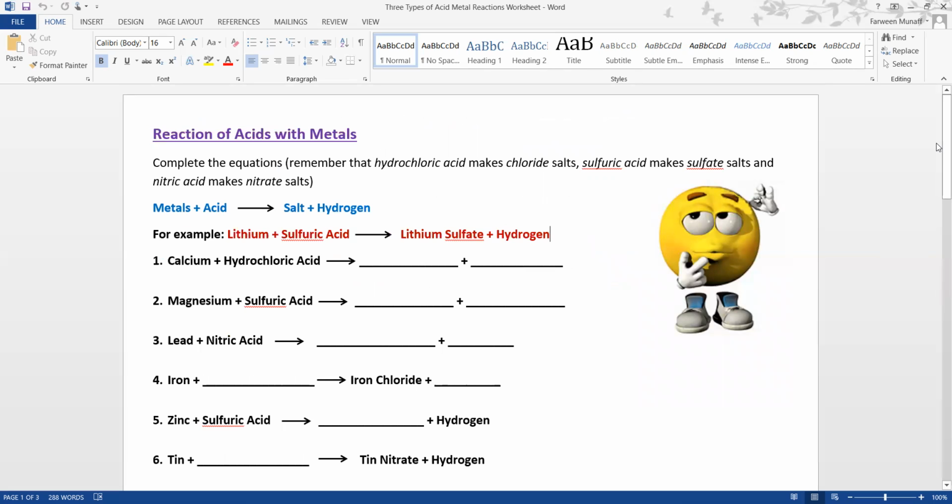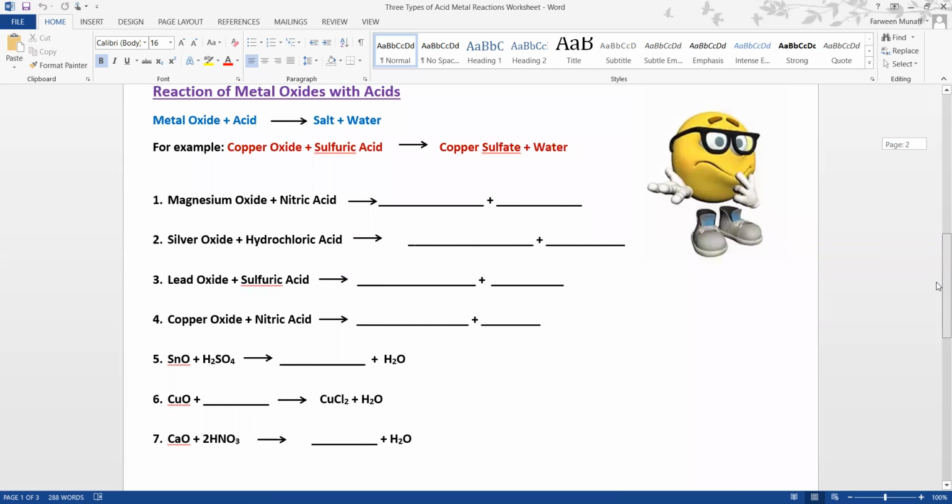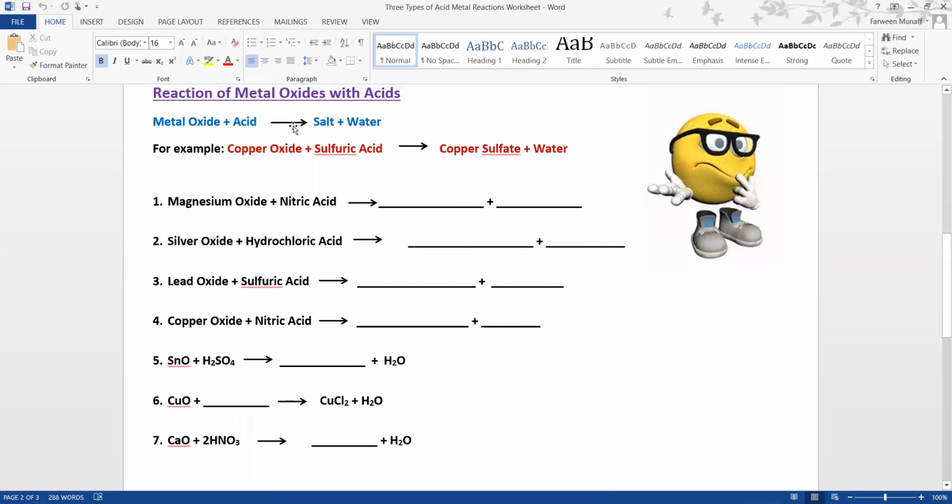Hopefully that makes sense about the first type of reaction there, which is our reaction of acids with metals. Now we're going to move on to the next one, and we're still using the same basic concepts here, just sticking with our formula. This is the reaction of metal oxides with acids. This is when an acid combines with a metal oxide, and again gives us a metal salt, and also gives us the constant product of water.